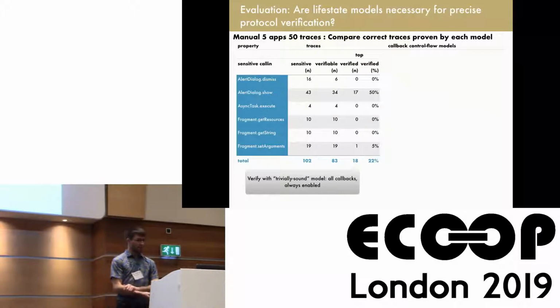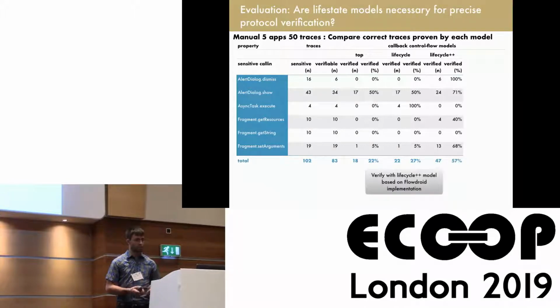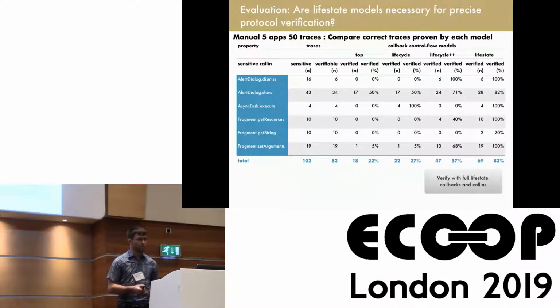Then we look at the top model, which proves about 22%. The lifecycle model proves about 27%. The lifecycle plus proves about 57%. And the lifestate model proves 83%.